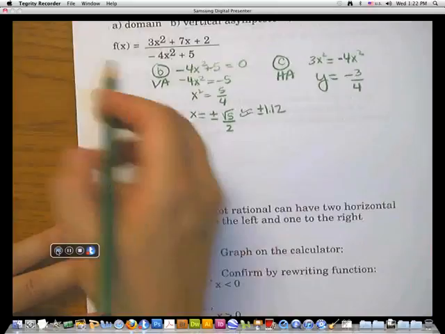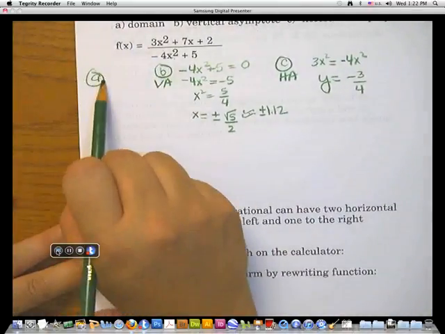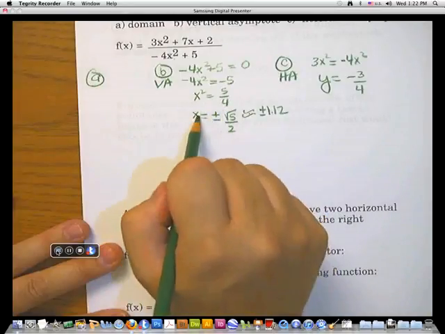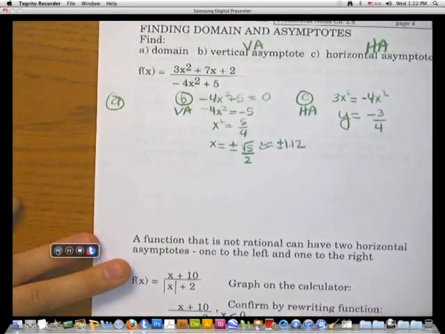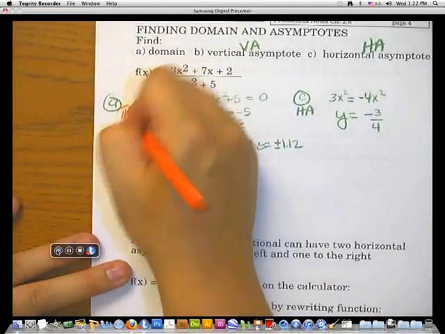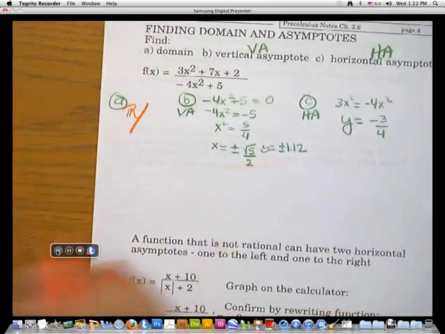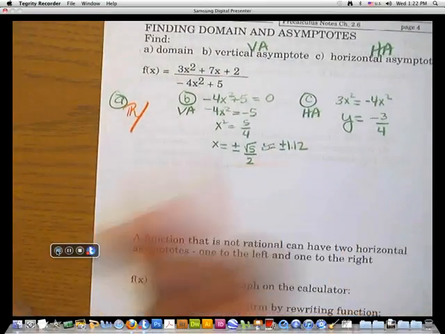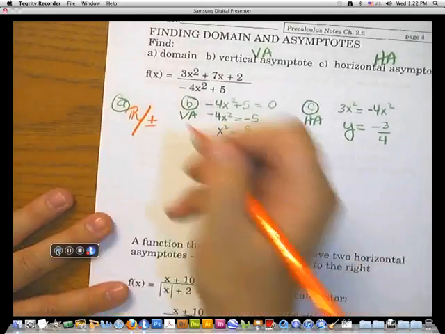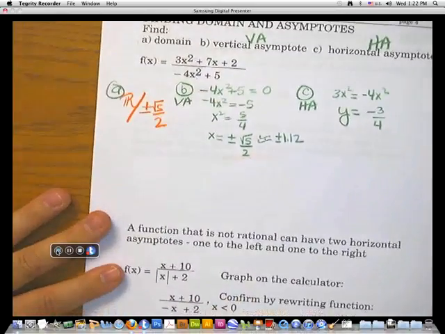All right, now I'm going to come back over here to part A where we have the domain. The domain comes from the vertical asymptotes, because our graphs are pretty much always going to be everything except whatever asymptote, whatever point on the x-axis it's going to approach but never touch. So I would say it's everything except the plus minus root 5/2.